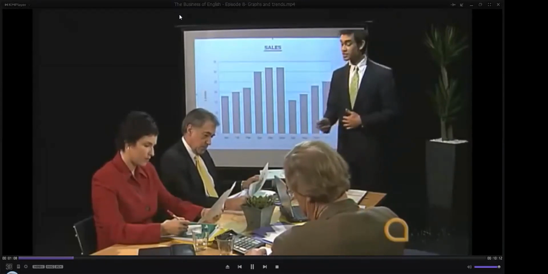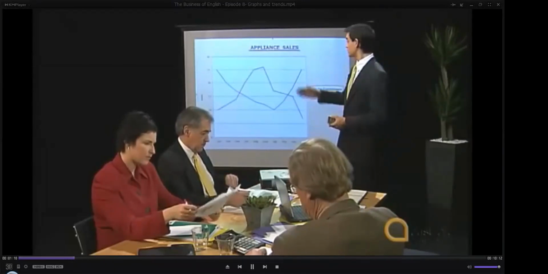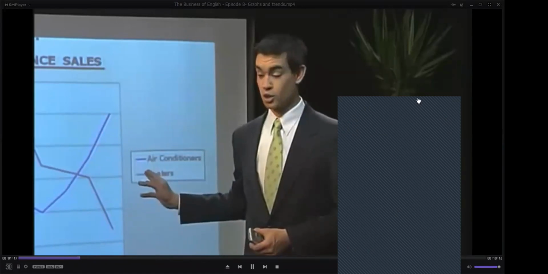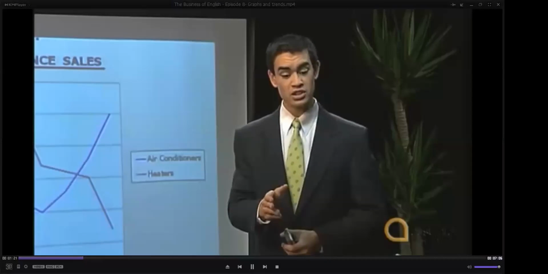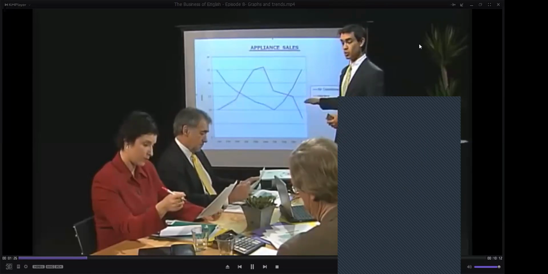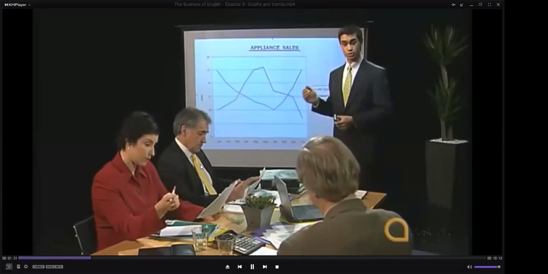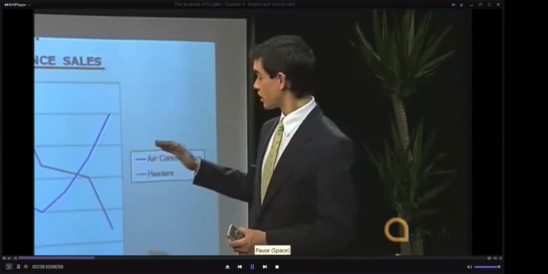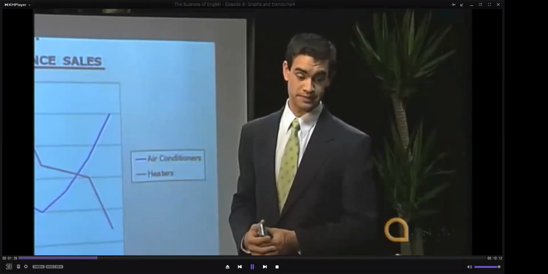Now, if I could draw your attention to this next diagram, this is a line graph of sales. The blue line represents air conditioner sales. The red line shows heaters. As you'll note, air conditioner sales dropped steadily from January to July, bottoming out then. While heater sales experienced a sharp increase from March to June, then dropped markedly from June to July, then declined through to September with a pronounced drop in October.